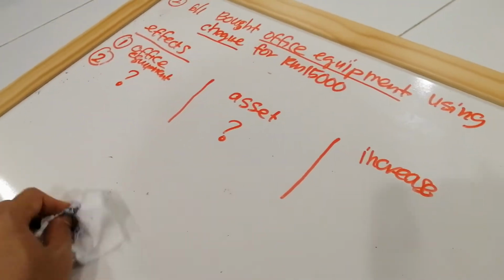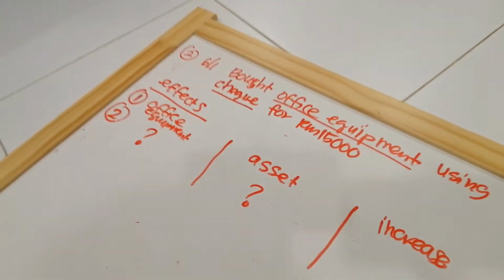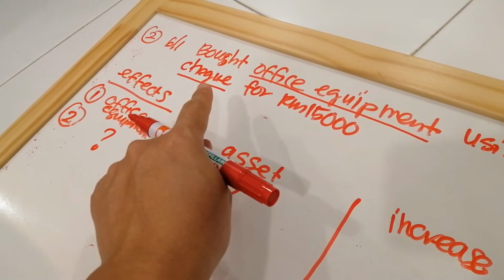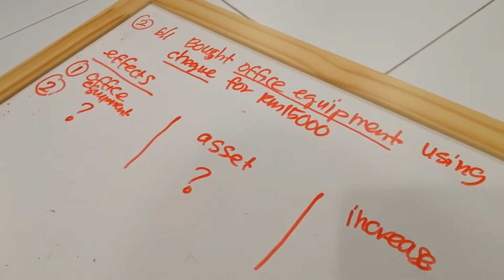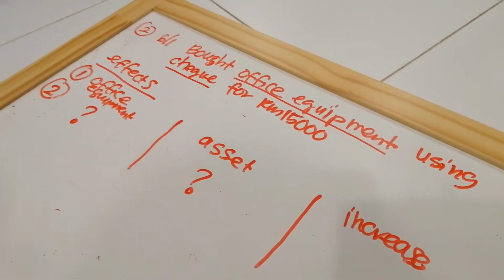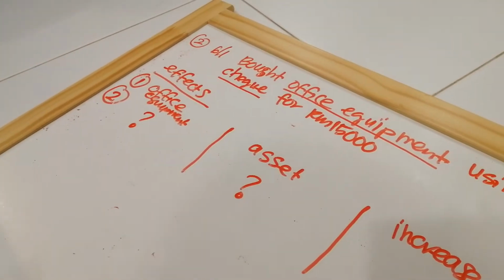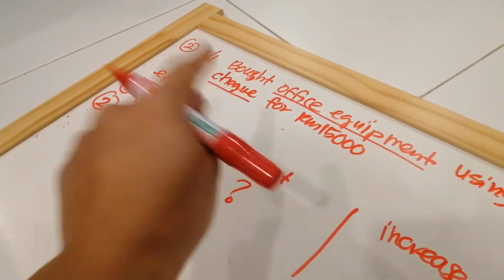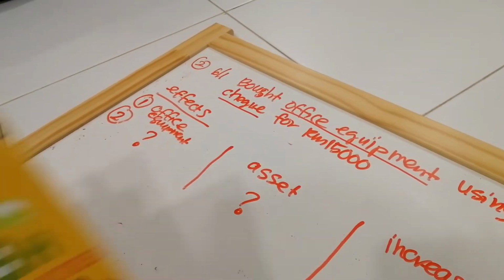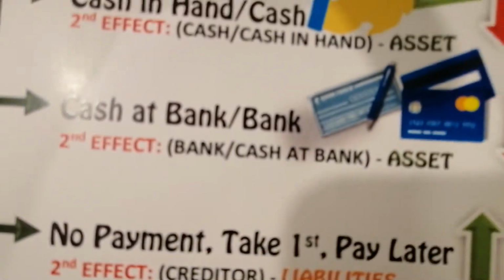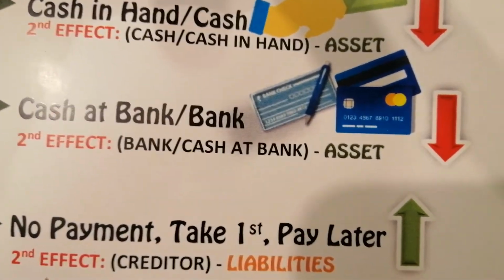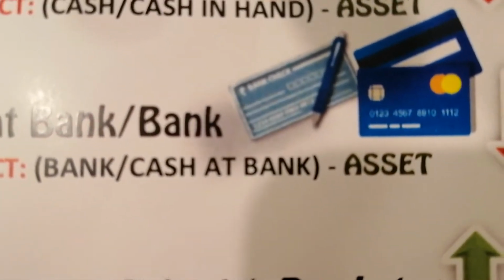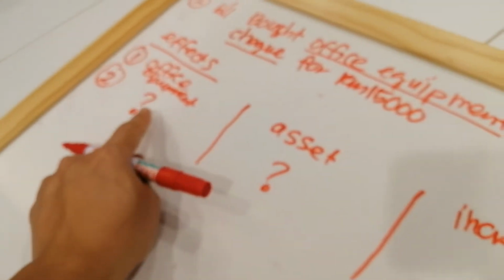Okay. So what is the second effect here? Is it check? Yes, check is a second effect. But if we check from the wheels, any wheels here, we have 5 wheels. There's no item for check because check is a platform, is a mechanism. But the term here for check or debit card is bank or cash at bank. So do not put here check.